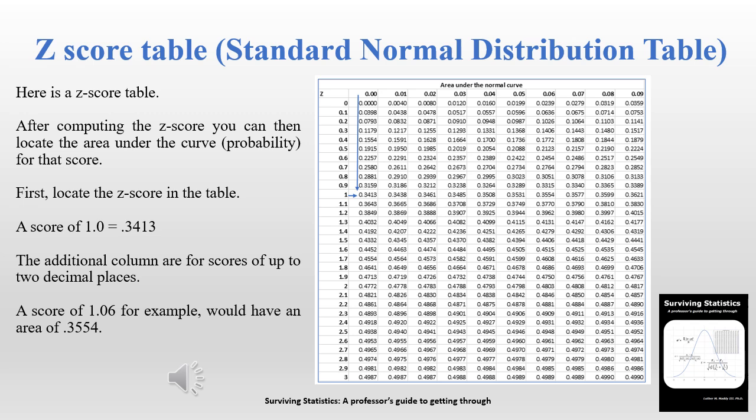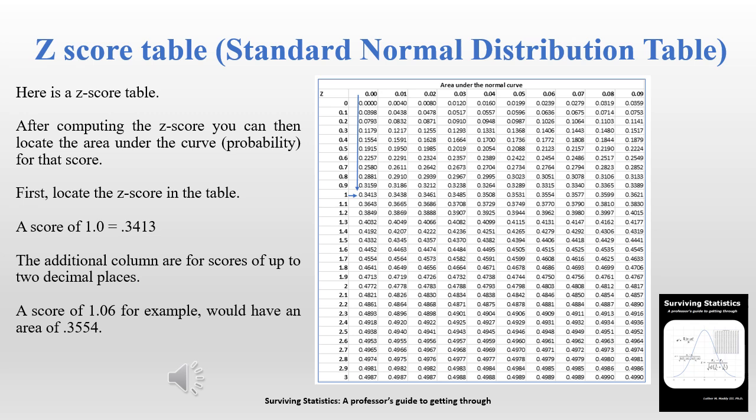Remember, what we're trying to figure out here is the area under the curve from 110 or above. We computed a z-score of 1, and now we're looking at a standard normal distribution table, or z-score table, that helps us locate the area associated with a z-score of 1. You'll notice that in the far left column it says z equals 0.1, and so we scroll down until we find the 1.